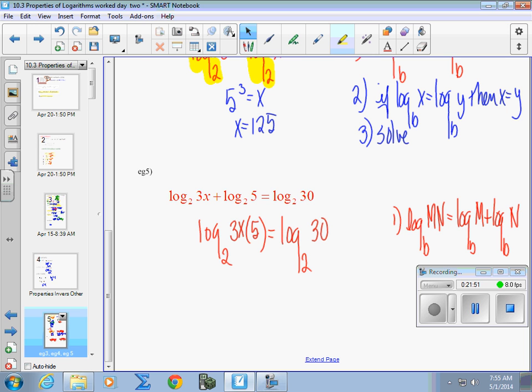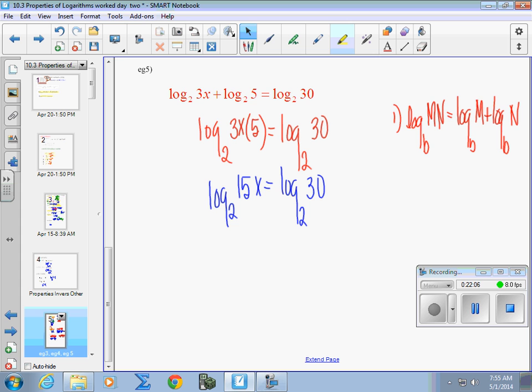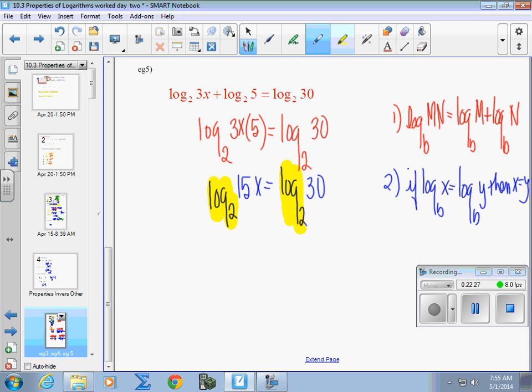All right, so 3x times 5 is how much, y'all? So that's log base 2 of 15x. Because these are equal, they are a single logarithm, I can use the equality property. The equality property says if log base b of x is equal to log base b of y, then x is equal to y. So 15x is equal to 30, so x is equal to 2.